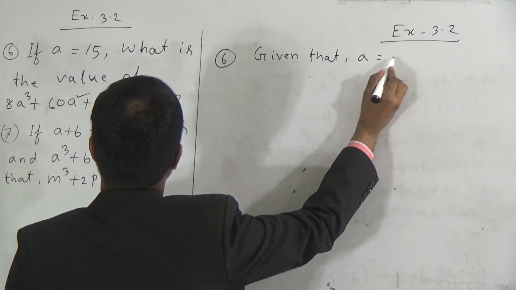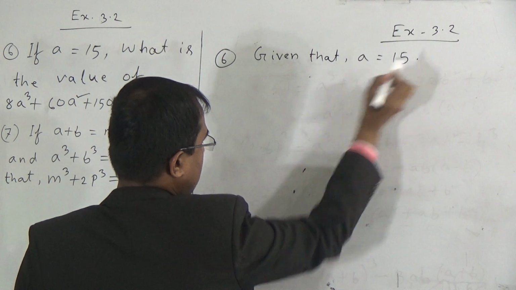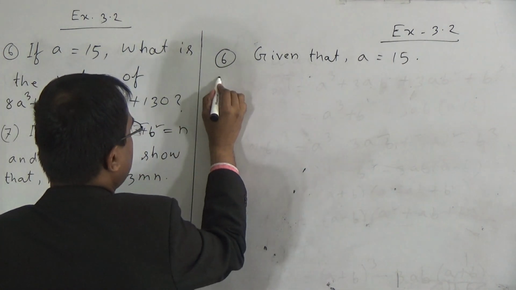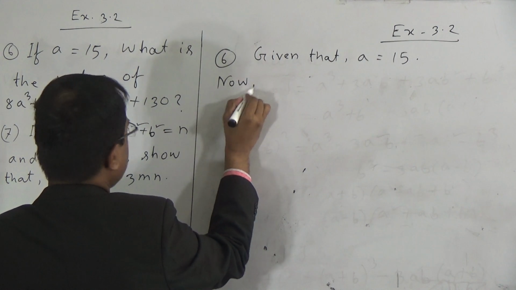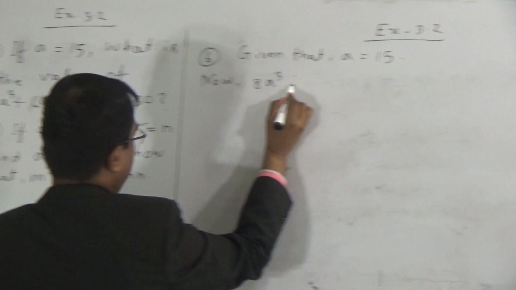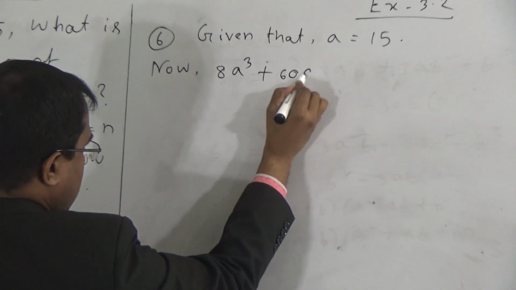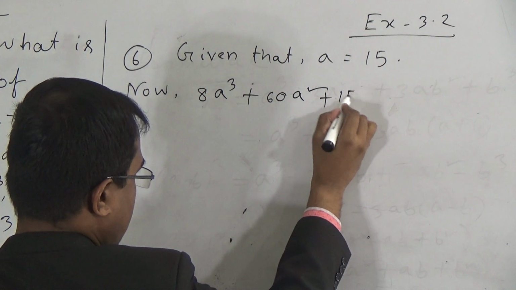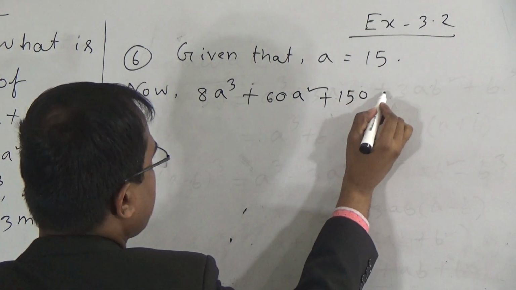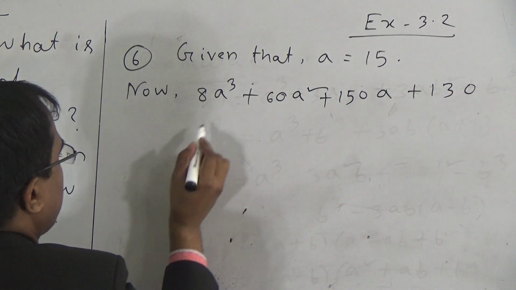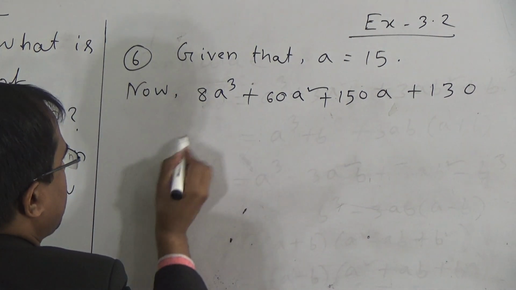a is equal to 15. Now we have to find out this expression: 8a cube plus 60a square plus 150a plus 130. We have to find out the value of this expression.